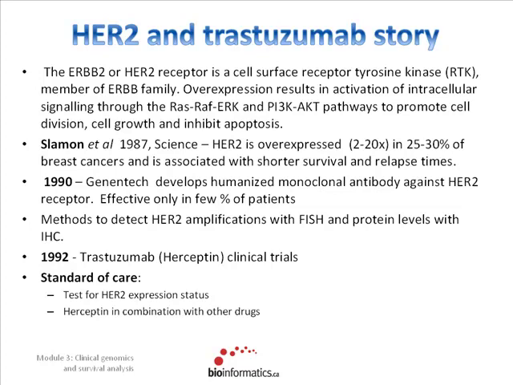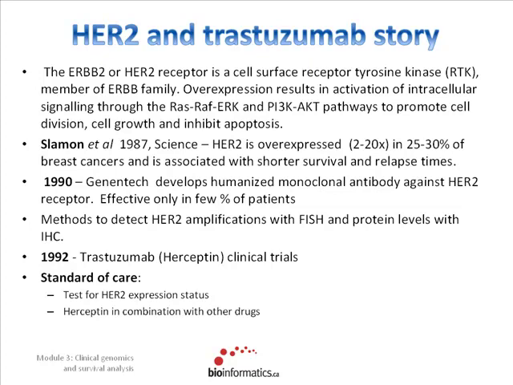So back in 1987, Dr. Slamon, an oncologist, made a striking observation that HER2 overexpression was highly correlated with the patient's survival and with the tumor size. And so he started to investigate it, and he found an overexpression of this HER2 in 25% to 30% of breast cancer patients. And the association with the shorter survival and relapse times was significant.